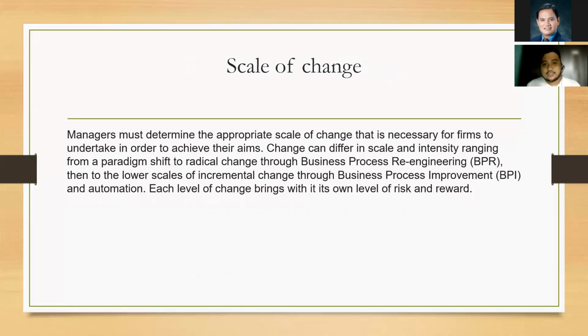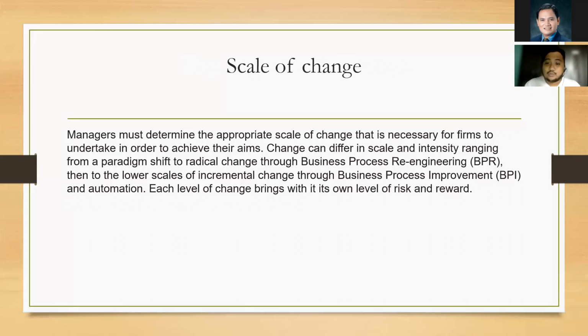Next that we have to consider is the so-called scale of change. So managers must determine the appropriate scale of change that is necessary for firms to undertake in order to achieve their aims. Change can differ in scale and intensity, ranging from a paradigm shift to a radical change through business process reengineering, then to the lower scale of incremental change through business process improvement.